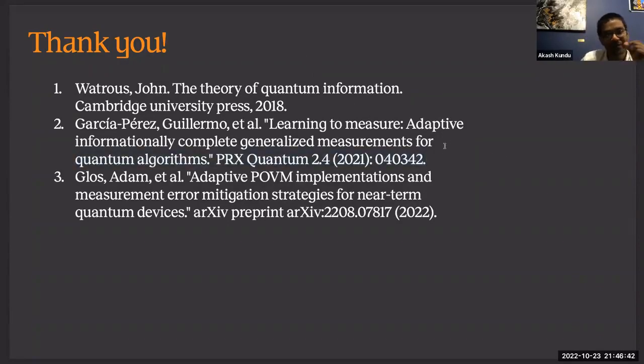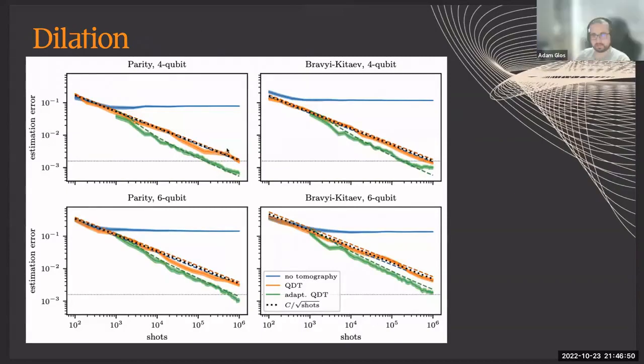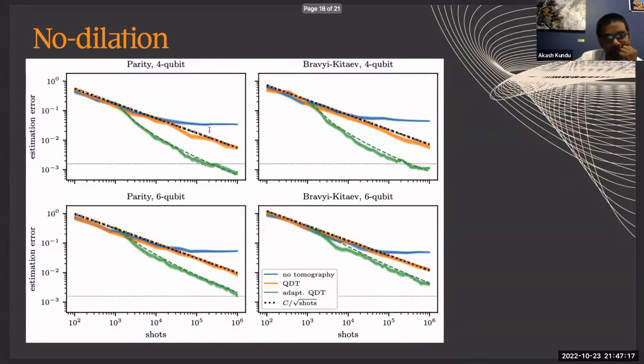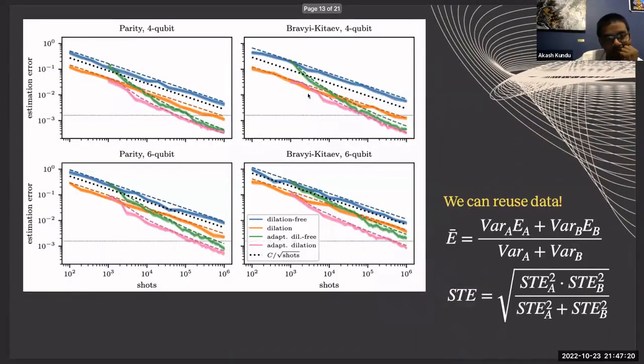So okay, I have one question, because in the plots you had this black line, which is basically where you didn't do anything, right? The black line is just to show that if you fix the POVM, then the energy estimation error decreases like a constant over square root of n, the number of shots. For whichever constant you choose, it will be parallel in this plot to this dotted black line.